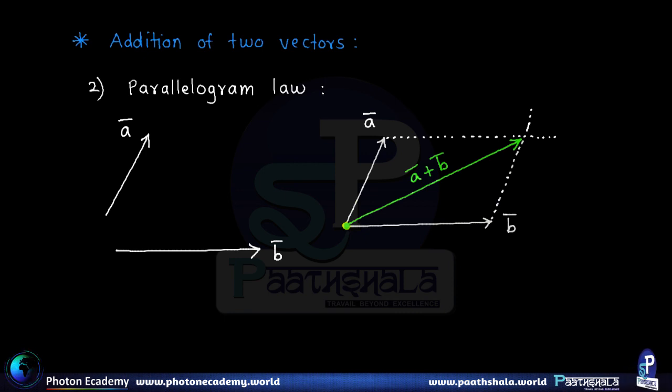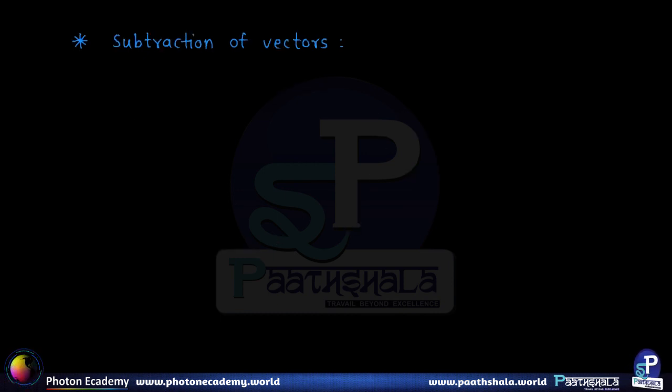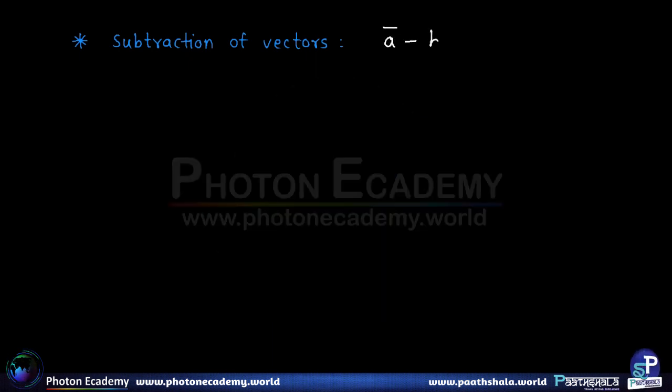Alright, so that was about the addition of two vectors. Let us see how to subtract one vector from the other vector. That is, we want to do a bar minus b bar. Let's consider once again a bar and some vector b bar.